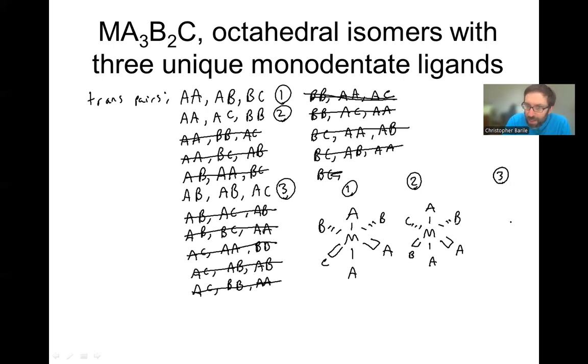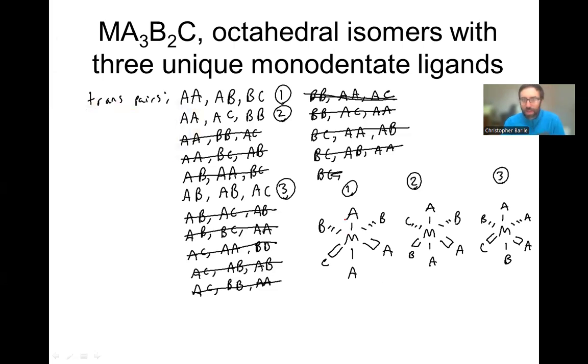And lastly, I have structure 3. I have AB trans from one another. I have A and B trans from one another, second pair. And then I have A and C trans from one another. And so these are the three isomers that we have. As far as I know, these don't have unique names, but we can ask the question, are these chiral?